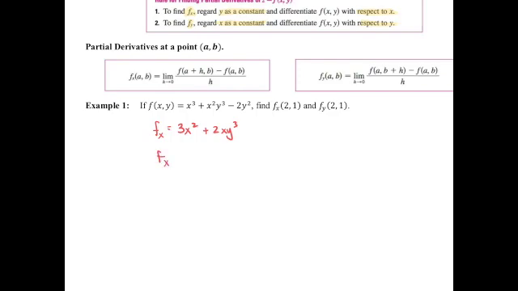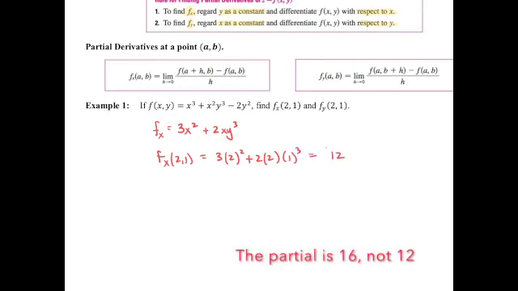And if we're trying to figure this out at 2, 1, we would simply substitute in 2 for x and 1 for y. And so what we get for this one is going to be 12. So that would be the partial derivative with respect to x of the function f at the point 2, 1. If we were to locate that on the surface, and again, I'll show you some visuals of a different problem in a little bit, and take a look at the slope with respect to x, your slope is going to be 12.